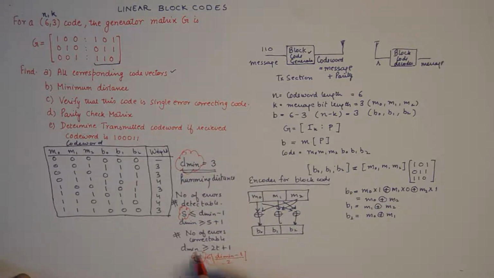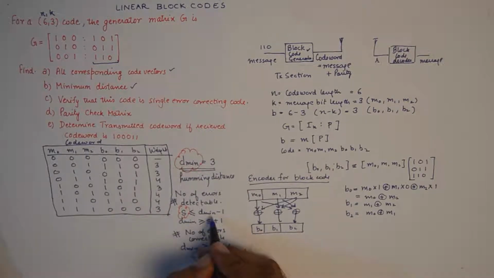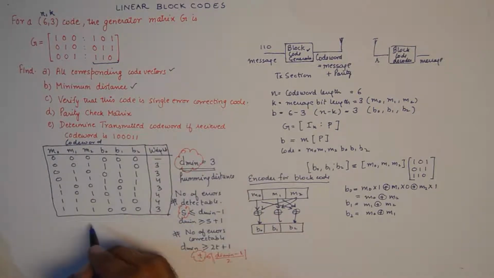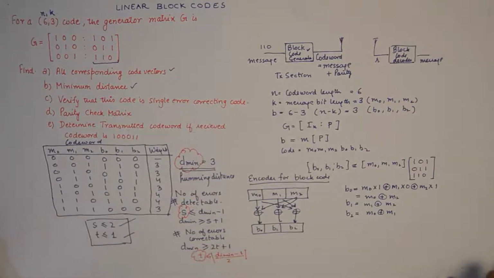So t again, very important. Now if you look at it, we found the minimum distance, by the way, and the third question says verify that this code is single error correcting code. If we put d min is equivalent to 3 here, it will give me s less than or equivalent to 2 and t less than or equivalent to 1, substituting d min here as 3. So we can detect 2 errors and we can correct 1 error.